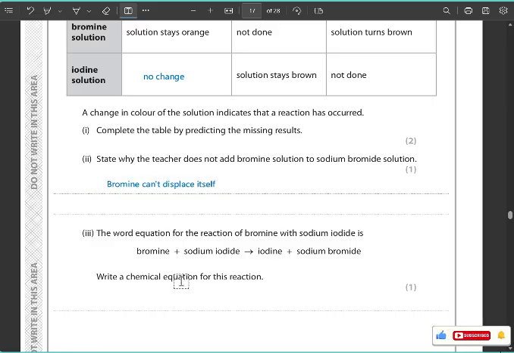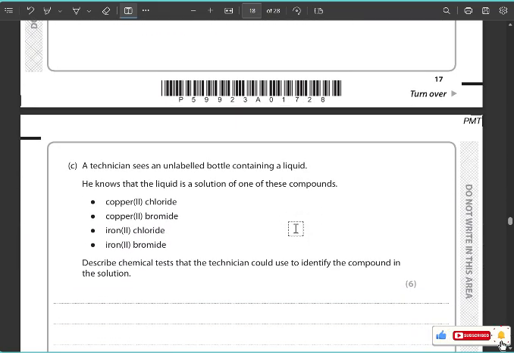Okay, the word equation for the reaction of bromine with sodium iodide is bromine plus sodium iodide, iodine plus sodium bromide. Write a chemical equation for this. Okay, bromine molecule plus sodium iodide, and produce iodine plus sodium bromide. And the next one.